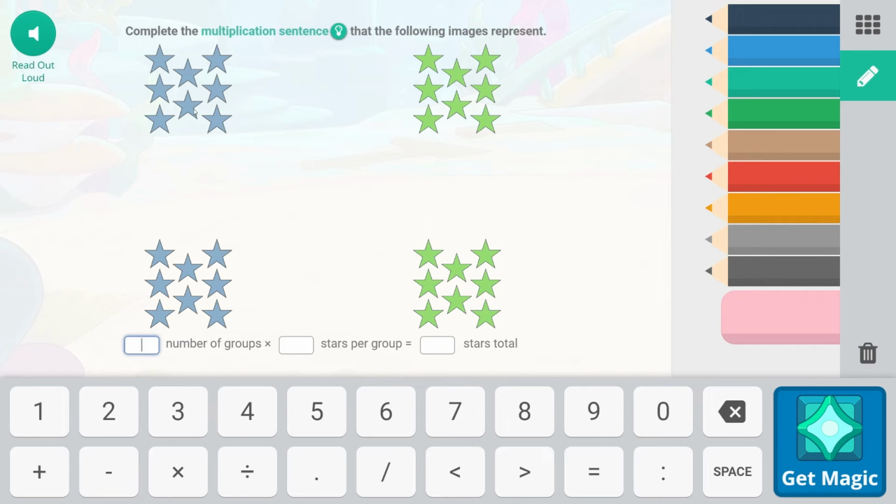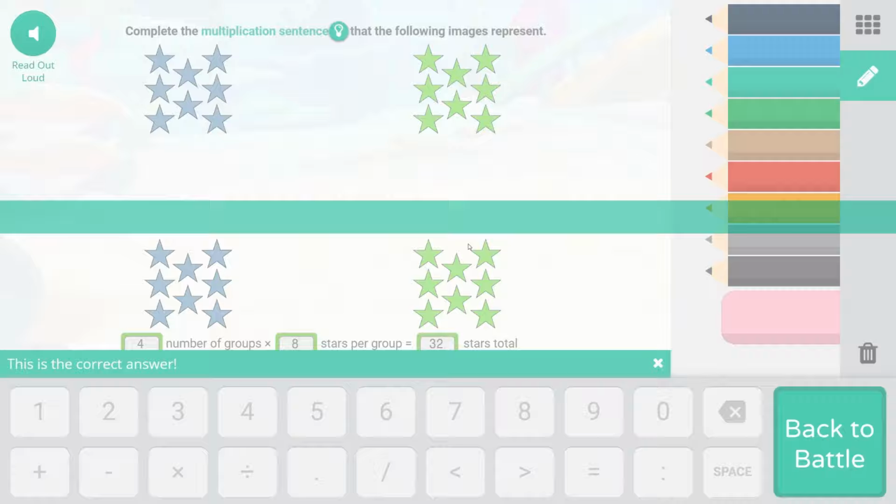Complete the multiplication sentence. All right, so the number of groups, there are 4 groups times the number of stars per group. 3, 6, 8 in group. 4 times 8 is going to be 32. We can count the individual stars if we feel like it. Woohoo.